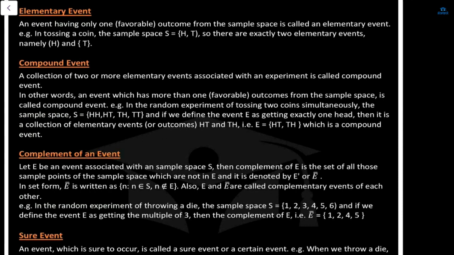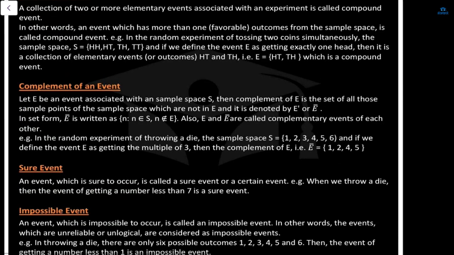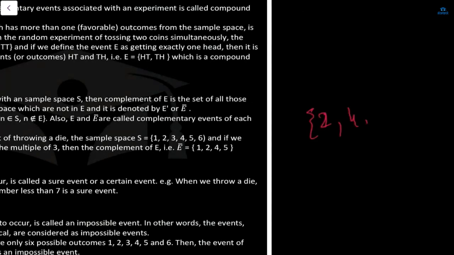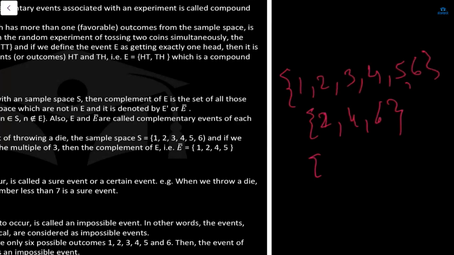2 coins are tossed. Complement of an event. Complement means, if I'm asking you the complement of the event of an even number, if you're throwing a dice, the even number will be 2, 4, and 6. So complement means the other remaining elements, you exclude this event from the main outcome, and whatever remains will be the complement. So it will be 1, 3, 5.